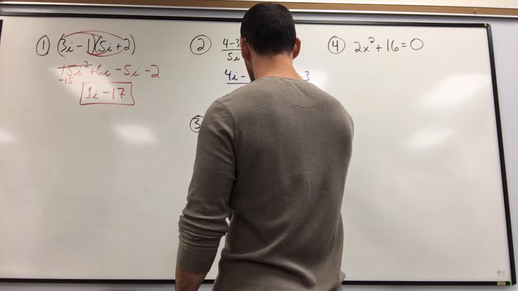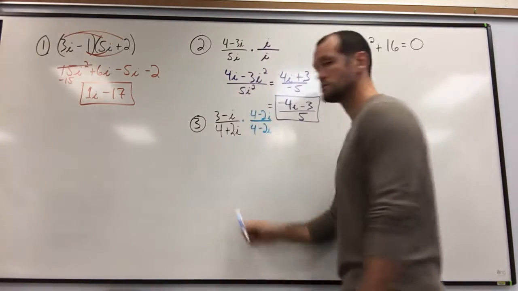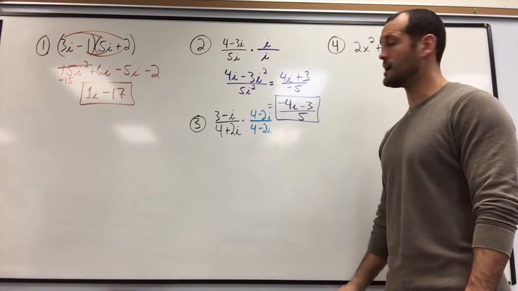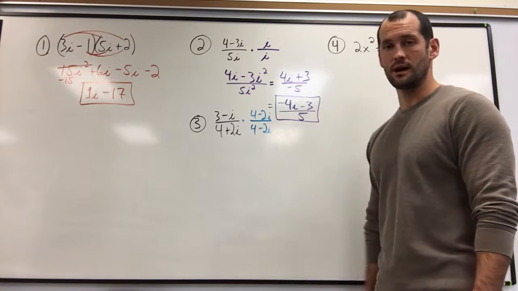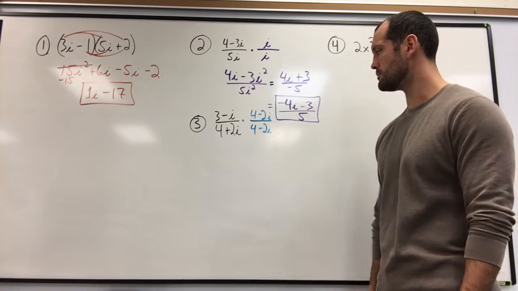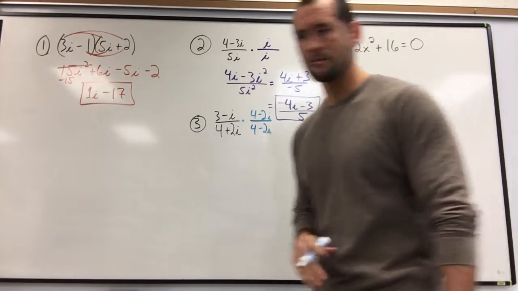only I am negating one of my terms. So instead of 4 plus 2i, I am now going to multiply by 4 minus 2i. I'll work down so we don't run out of room. Now, here's the nice thing about a conjugate.